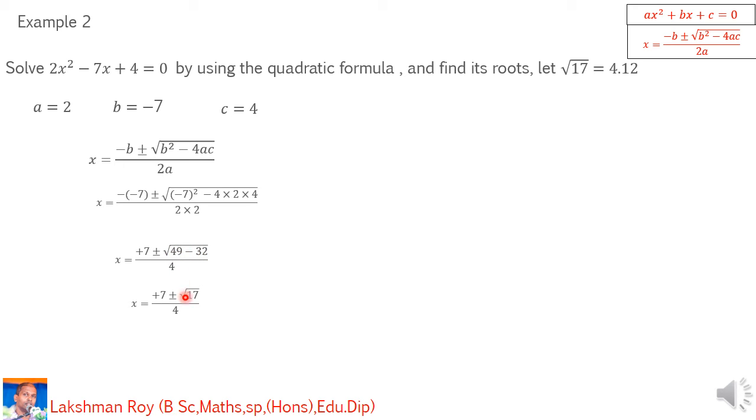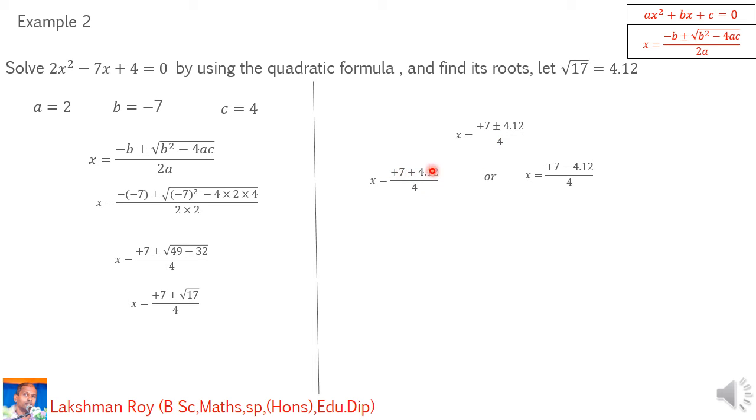So now you need square root 17, and they have given square root 17, so you can put square root 17 as 4.12. Now what you have to do is take the positive sign and negative sign separately, right? So that means x is equal to 7 plus 4.12, or x is equal to 7 minus 4.12, divided by 4, right? Then the numerator should be simplified to get the one answer.